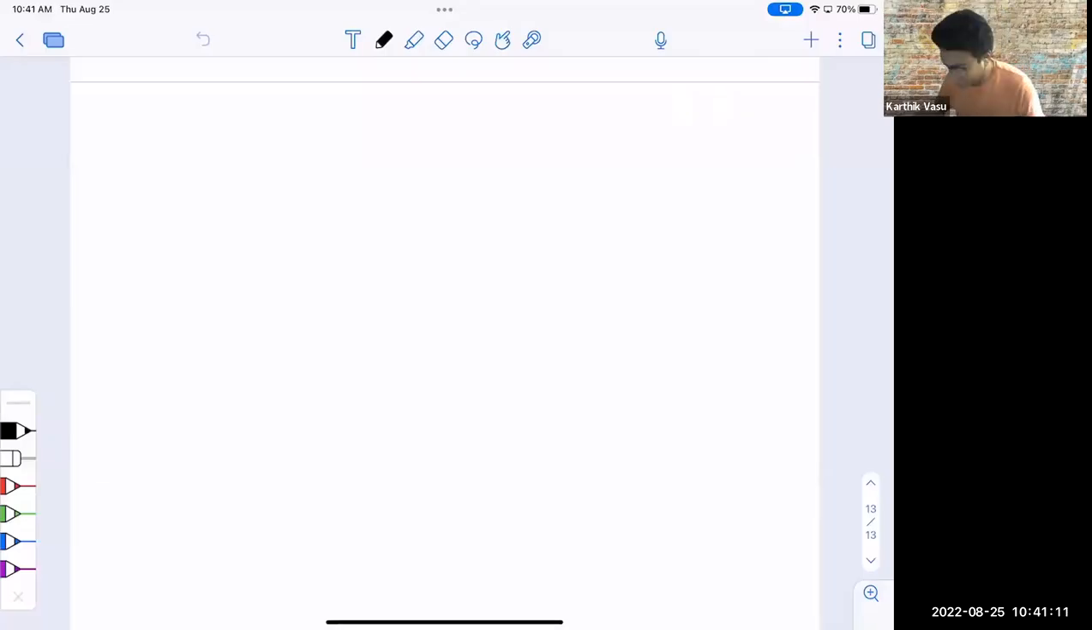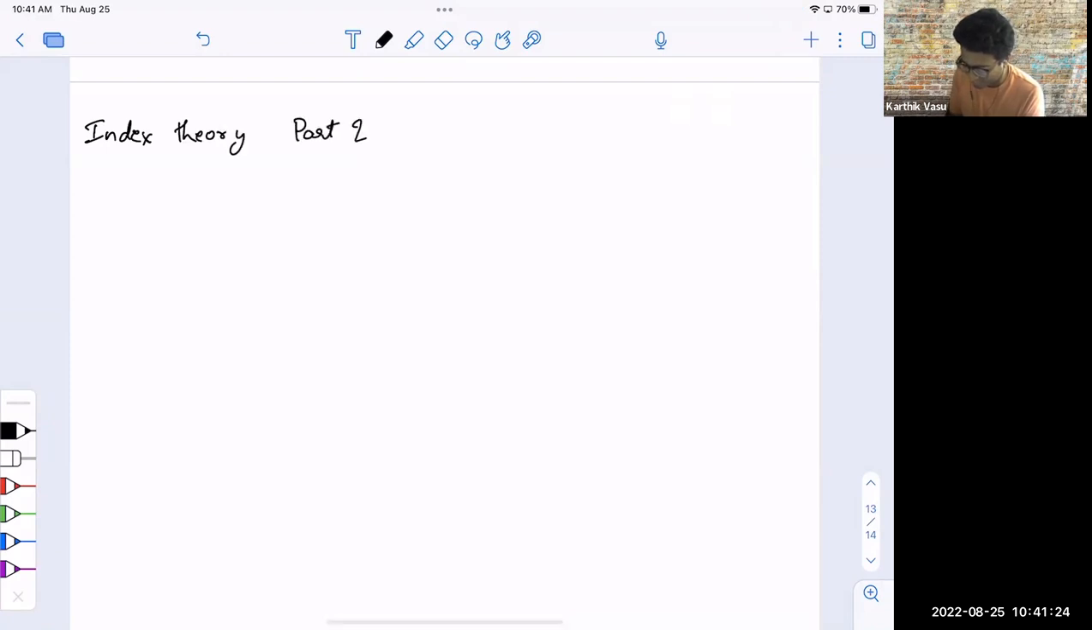Okay. So this will be the continuation of the index theory talk. So this is part 2. So just a reminder, or recap, of what we were doing last time.